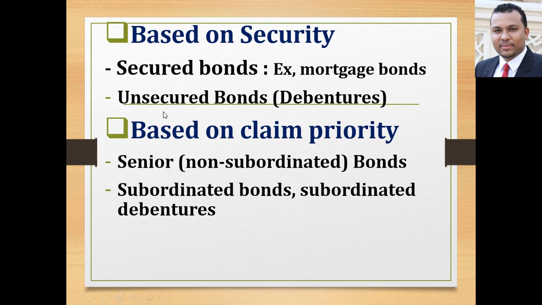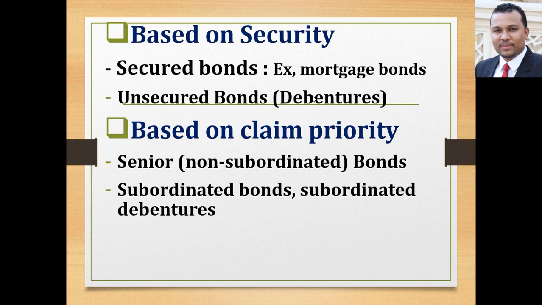What about the next case, unsecured bonds? Unsecured bonds or debentures. Debentures are long-term bonds without any collateral, without any asset collateral or any sinking fund provision. This is the inverse case from secured bonds. They are backed only by general creditworthiness. We talk about the general creditworthiness of the issuer.